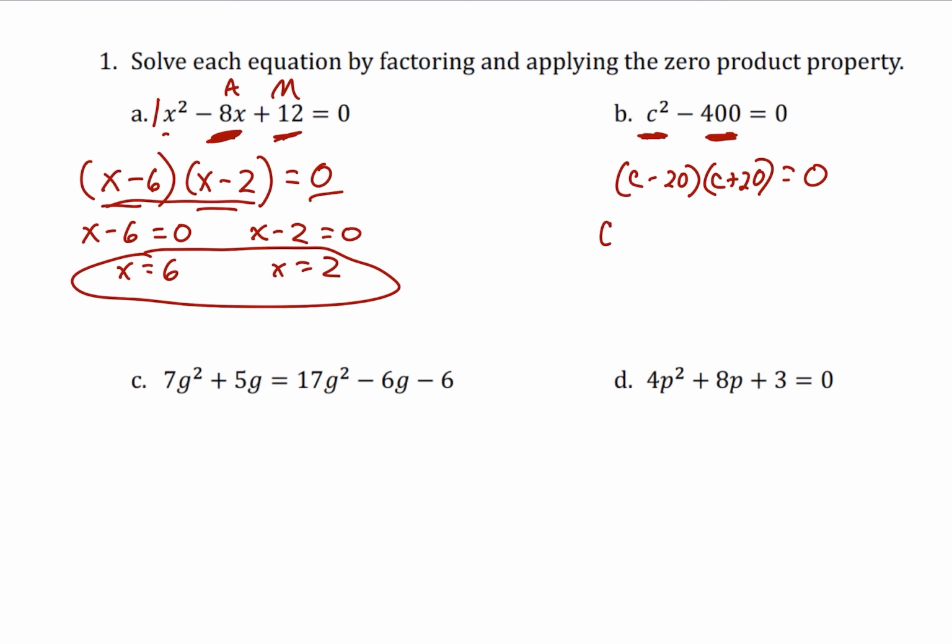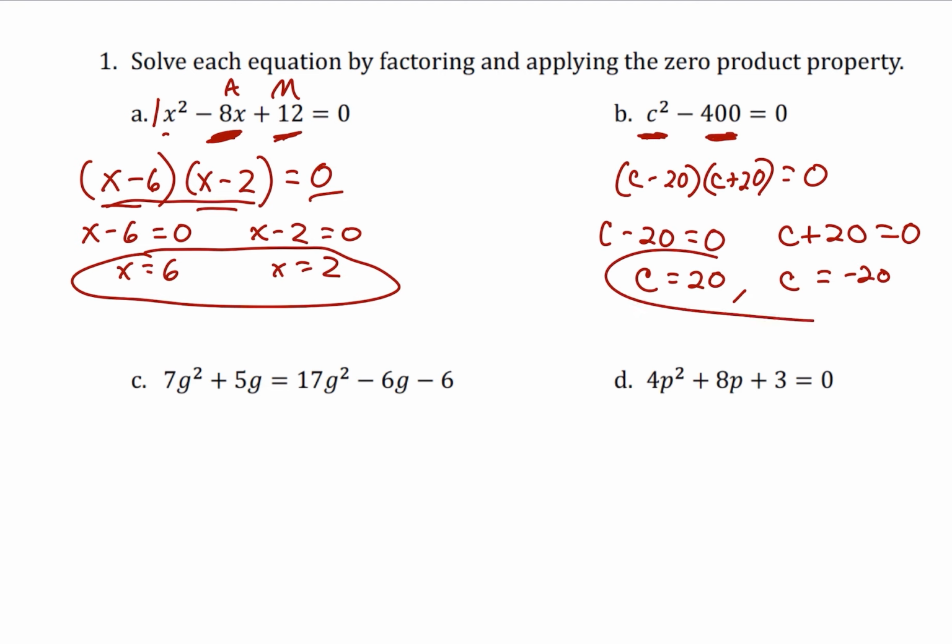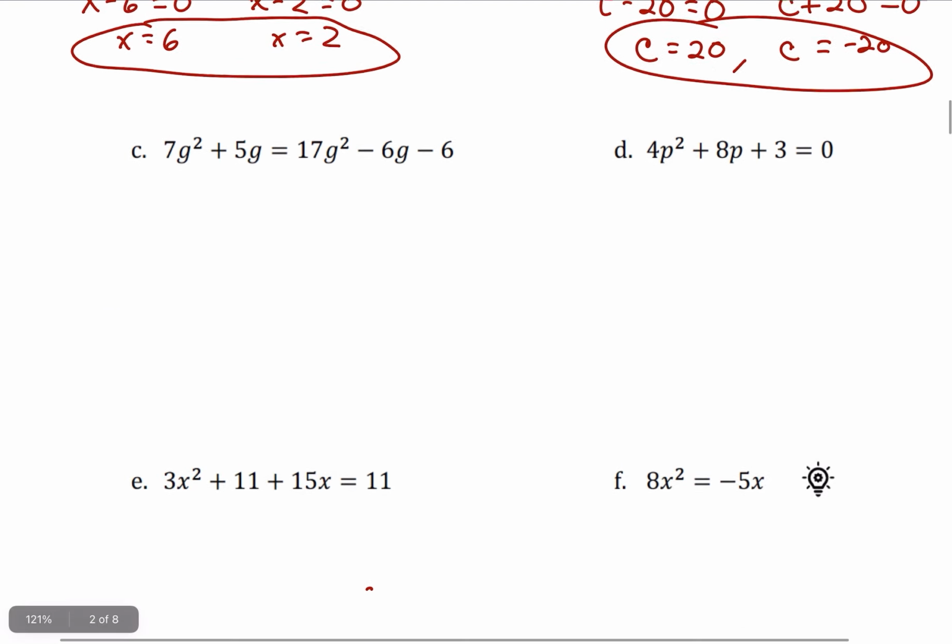And the reason we did that is because now we have one quantity times another quantity that equals 0. So one of those two can be equal to 0 and make our equation true. So c equals 20. That's one answer. C equals negative 20 is another answer that would make that equation true. All right, let's move on to C.